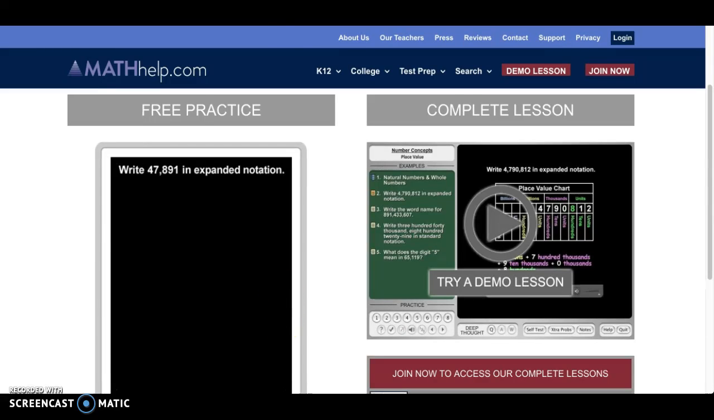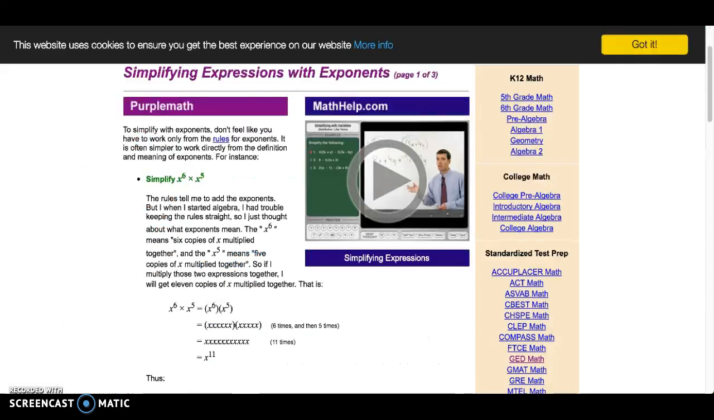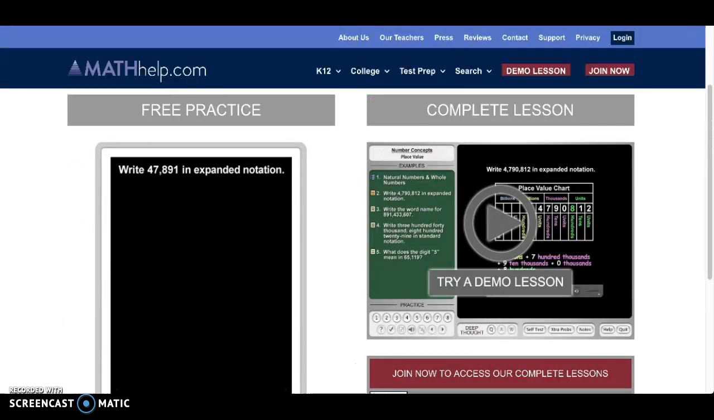So these are 4 resources. Again, we went through Khan Academy, YouTube, Purple Math, and mathhelp.com.